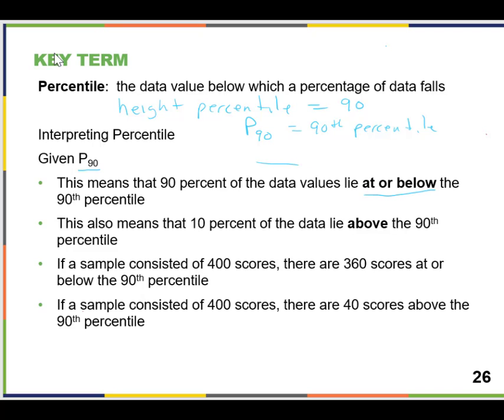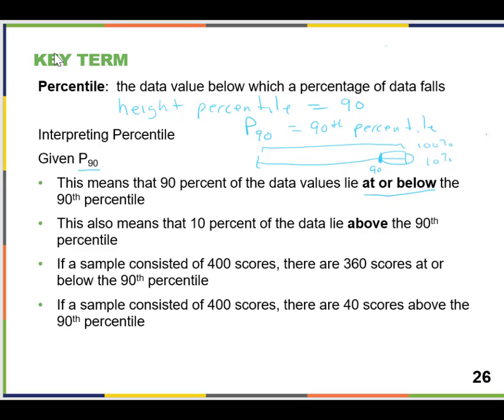Because if you think about it, all of our data has to equal 100%. If this is the 90th percentile, then we're saying that this height here is as tall or taller than 90% of the data. What that then also means is, if all of this equals 100%, what's left here is 10%. So that means 10% of the data lie above the 90th percentile.